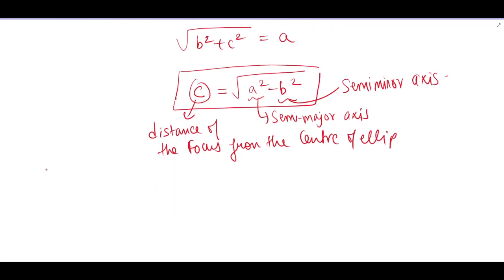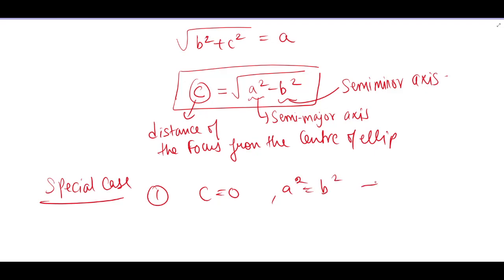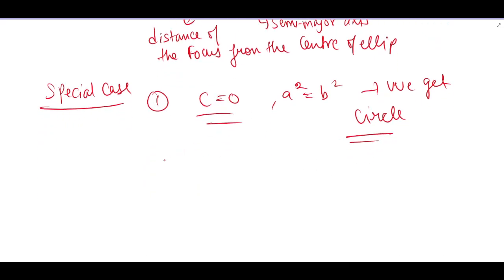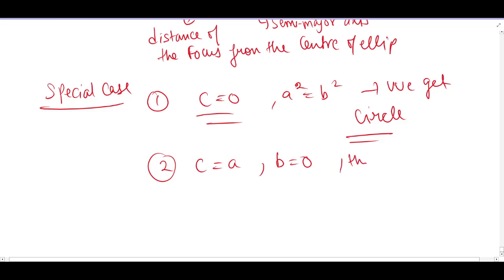So there are two special cases. First, when c is equal to 0, then a square is equal to b square. Therefore, we get a circle when c is equal to 0. Next, when c is equal to a, that is b is equal to 0, then we get a straight line.